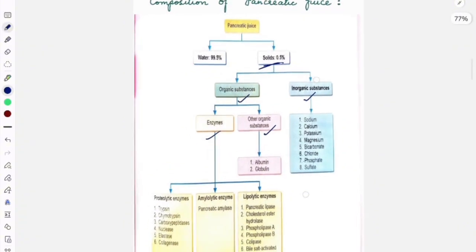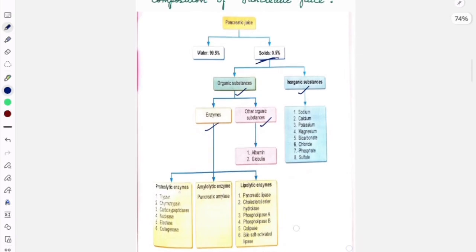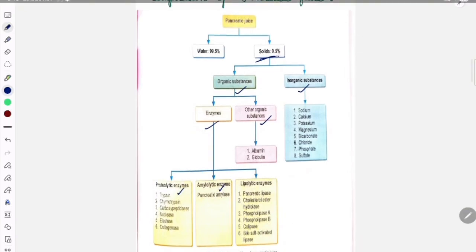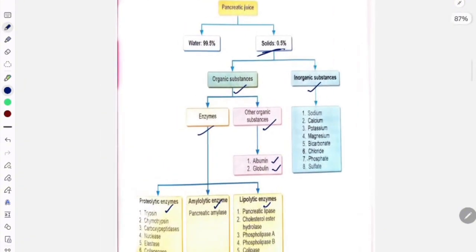And what are these enzymes? We have proteolytic enzymes, amylolytic enzymes, and lipolytic enzymes. Okay, what are the other organic substances? We have albumin and globulin. These are the organic substances. These two are very important in pancreatic juice.